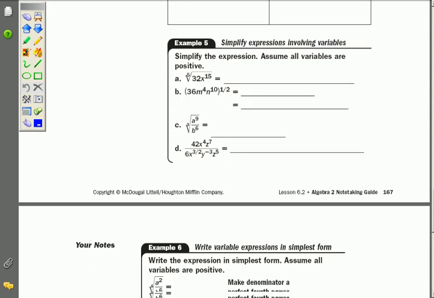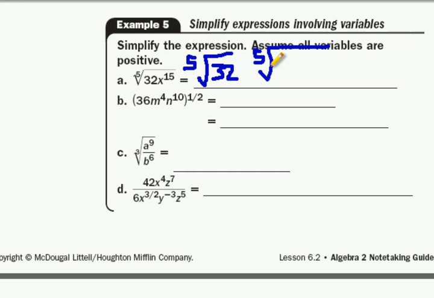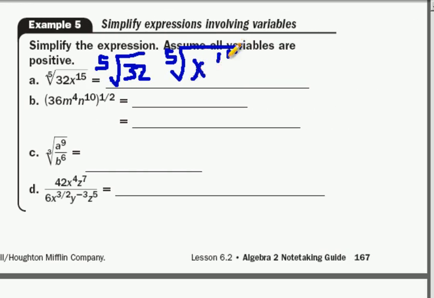All right. Let's take a look at example 5. In example 5, we have the 5th root of 32x to the 15th. Well, I'm going to call it the 5th root of 32, which is 2, and the 5th root of x to the 15th. Well, what you do in this situation is you do 15 divided by 5. So you end up with 2x cubed. 15 divided by 5 is how you do that.